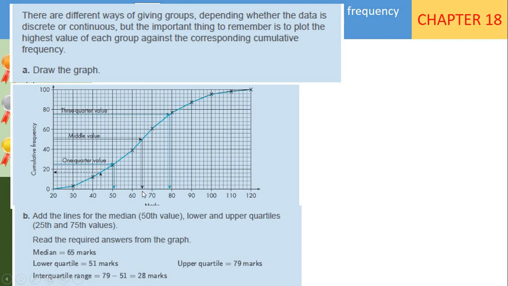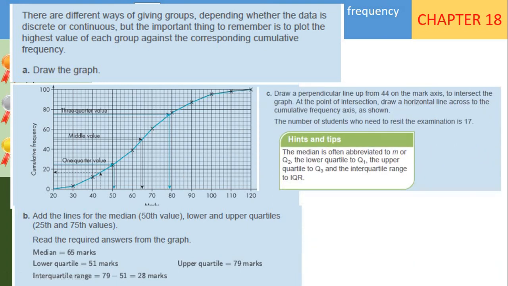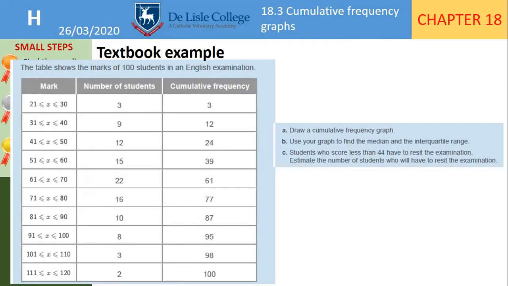So the median mark is 65, reading off, the lower quartile is 51, and the upper quartile is 79. Remember, the interquartile range is the upper quartile, subtract the lower quartile. It is the spread, the width of the middle 50% of the data. To estimate anyone resitting, so they resit if they get a mark less than 44, so they go to 44, draw up to the cumulative frequency and read across, and they estimate that it will be 17 students. Remember, it's only an estimate because the data to start with was grouped.